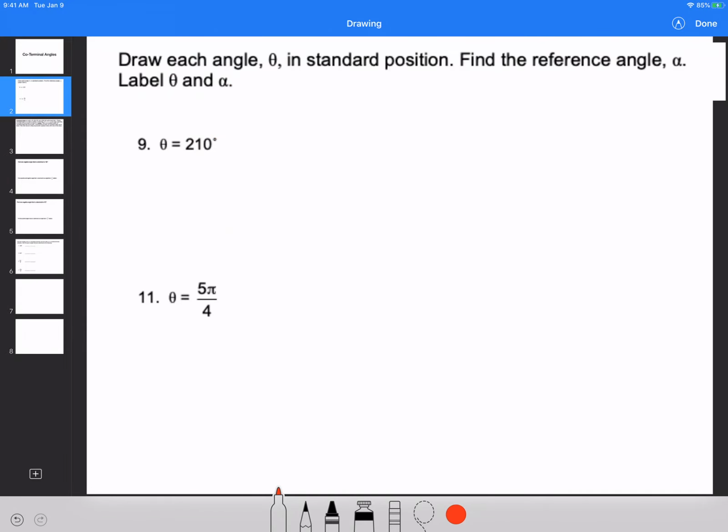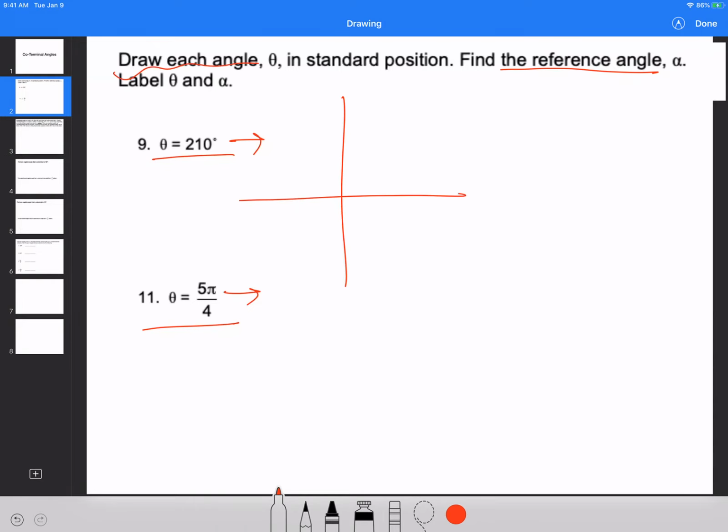So let's do a quick review. Make sure that you guys all understand what a reference angle is first. Please take a moment and pause the video now and really try these two problems, okay? So pause the video for me now, please. Okay, now I'm assuming that you guys have already completed this. Let's go over how to do these questions.